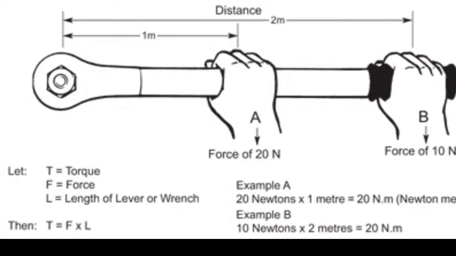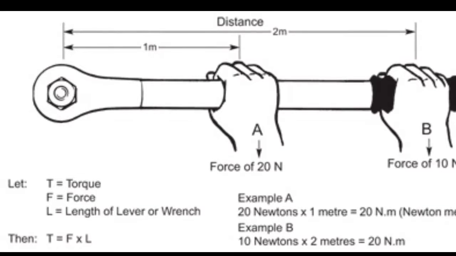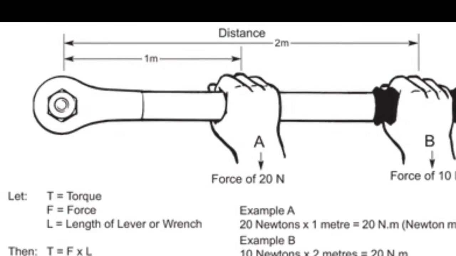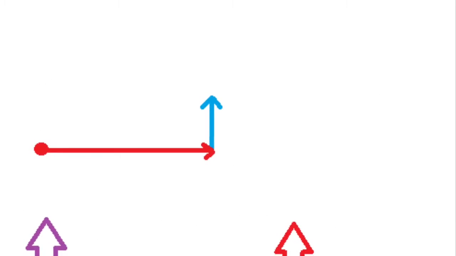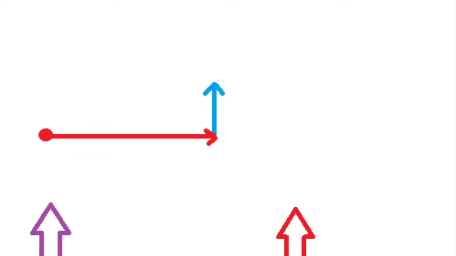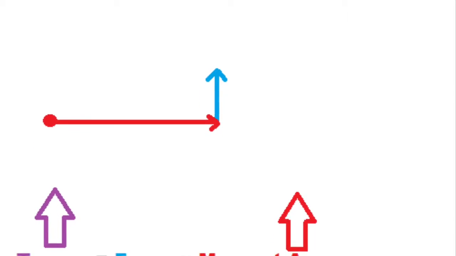To help you get a better picture of torque, think of how wrenches are used to unscrew bolts. The smaller the wrench, the harder the bolt will be to twist off. However, once we increase the length of the wrench, the bolt becomes easier to twist off.